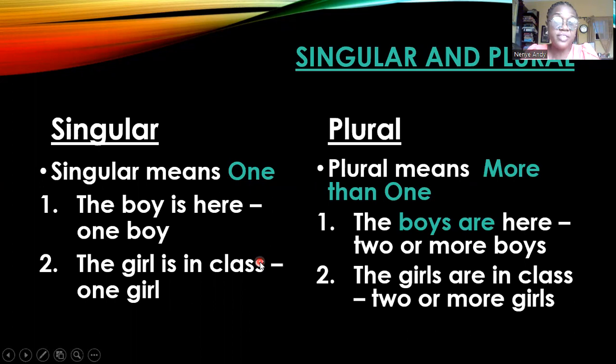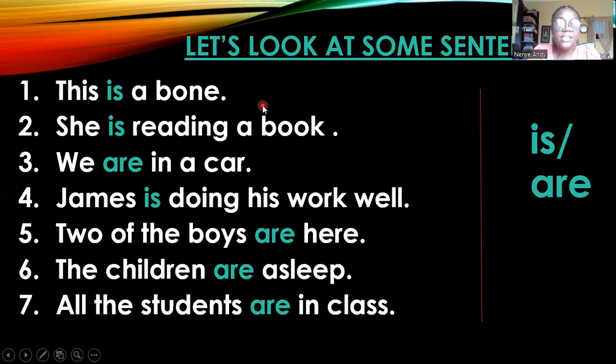So singular, as we said, means one. Like one boy, the boy is here. One girl, the girl is in the class, and you will use is for that. Plural means more than one. So the boys are here, the girls are in the class. That's one thing we need to know. Then we go on to some examples. Let's find out why we have is or are here. Remember, one person or one thing is, more than one are.